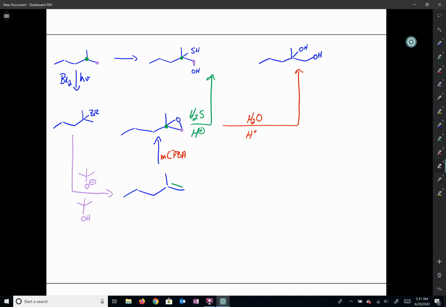Got it? So step one, let me do this in black here. Step one, we have to do our halogenation. Step two, we have to eliminate to form the less substituted alkene. Step three, we do an oxidation to form the epoxide. And then step four here, we do a ring opening of the epoxide, and that will add our two functional groups next door to each other.